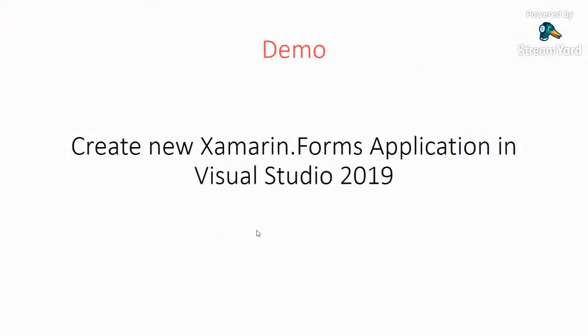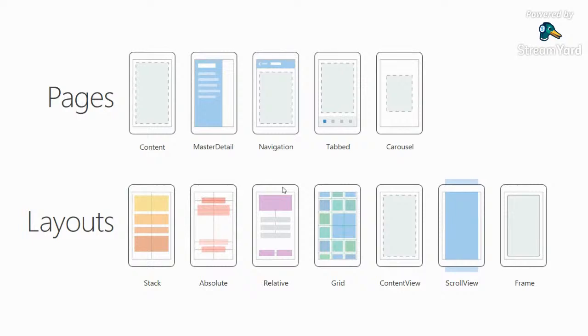Next, we're going to see about the pages and layouts available in Xamarin.Forms. By default, it gives content page, master detail page, navigation page, tab page, and carousel page as the page views that we're going to use in Xamarin.Forms. They will be available by default.